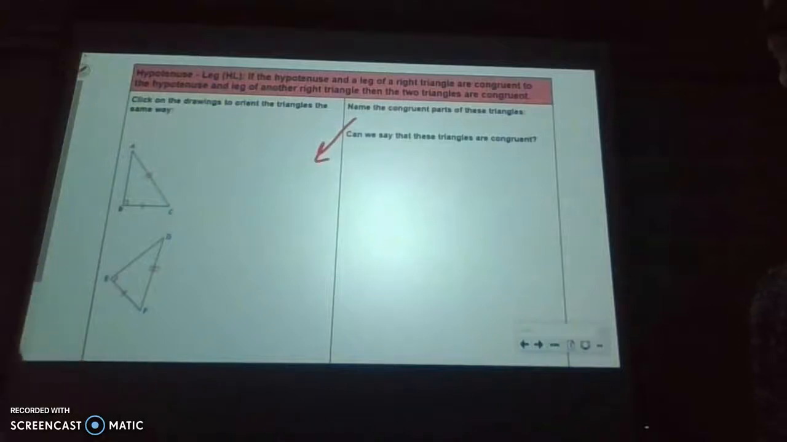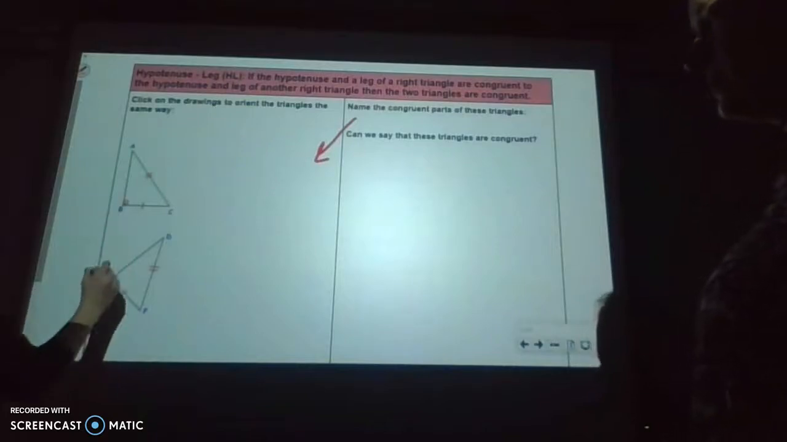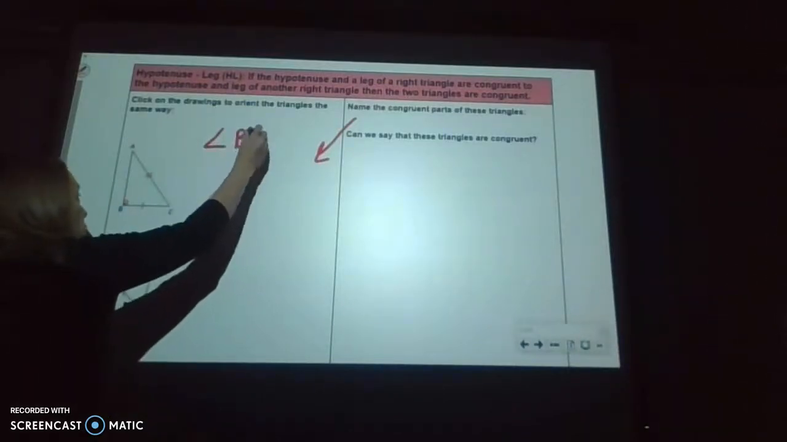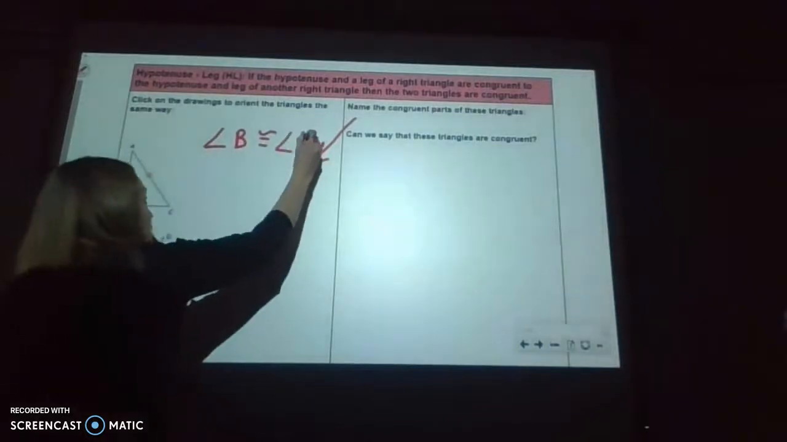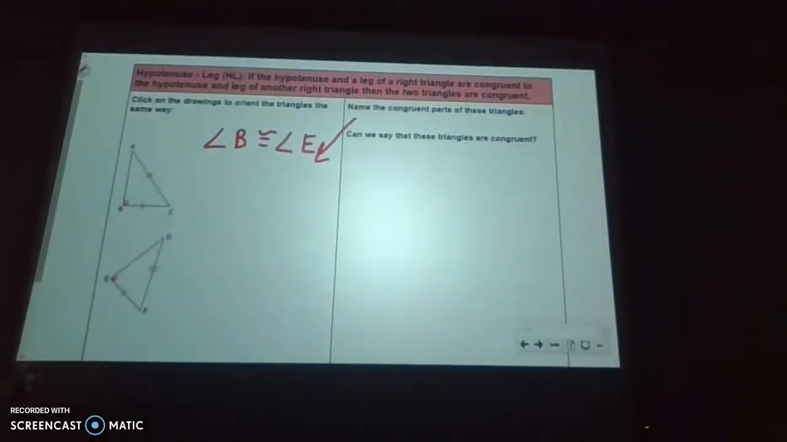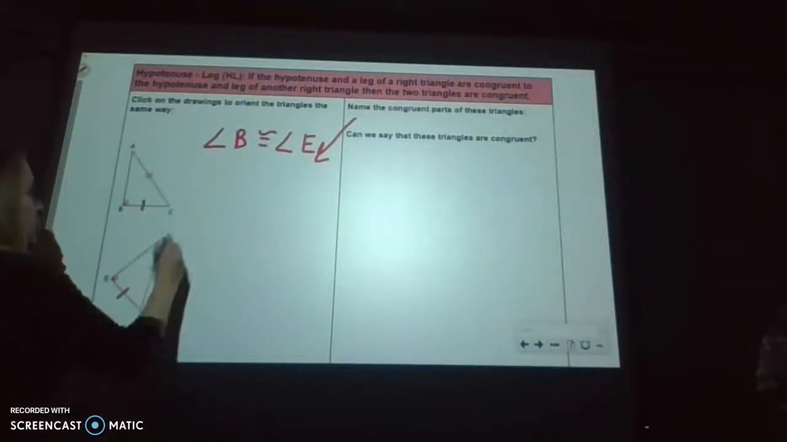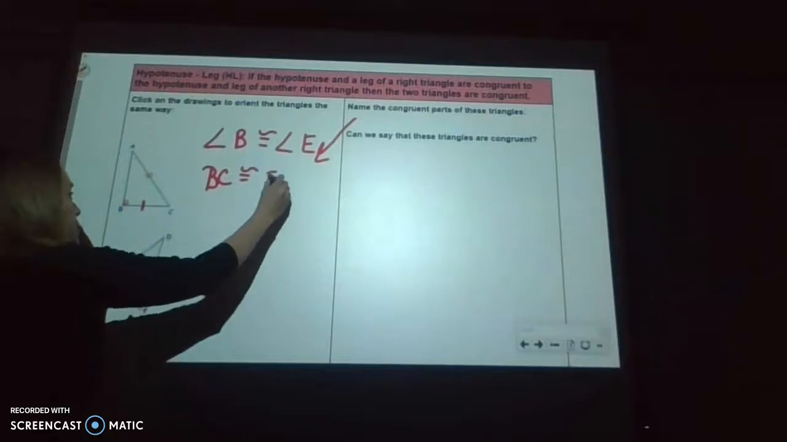What can we say are congruent, Miss Barnett? Well, we can say the right angle and the right angle are congruent, or we just say those are right angles. Okay. So angle B, we can label it with one letter because there's only one angle coming out, and angle E. Okay. They are congruent. They are both right angles. And we could say BC is congruent to EF because they each have one tick mark on them. BC is congruent to EF.